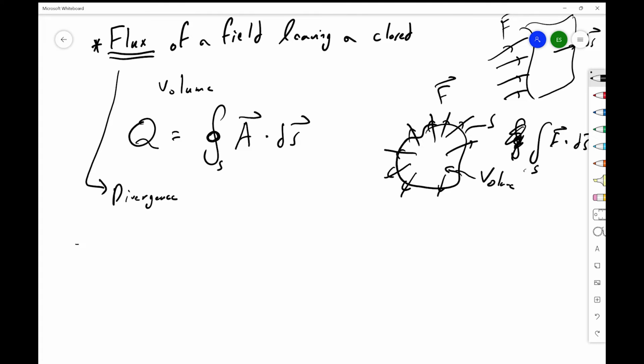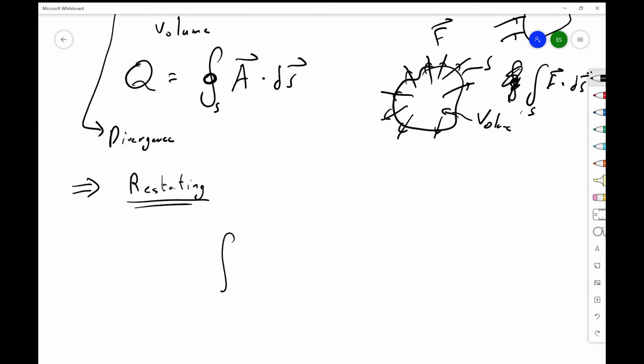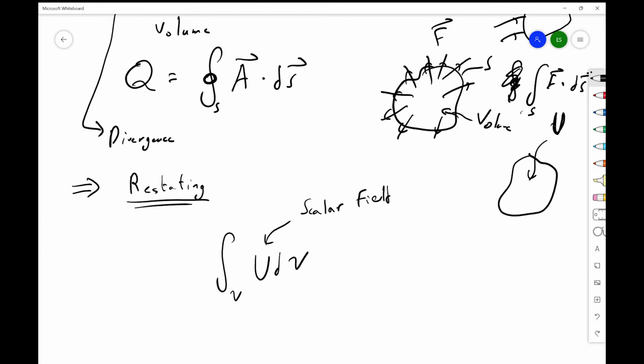We like to state everything using the fundamental theorem of calculus. Restating this in those terms, the idea is that we're integrating over a volume, so we have a volume integral, and we're integrating some scalar field. So I have this volume, and some scalar field u: a temperature field, a charge density field, a mass density field, whatever. Some kind of scalar field over the volume.